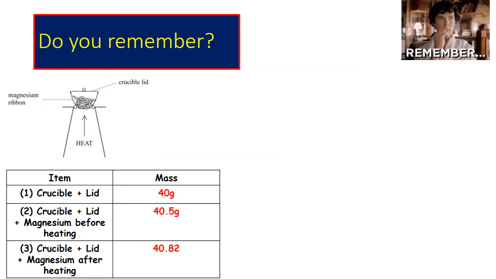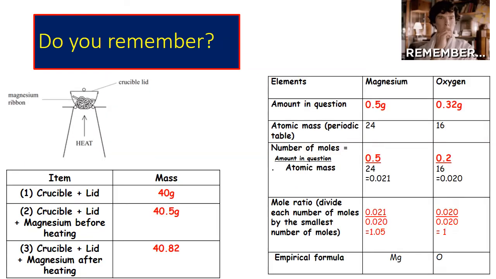Now what we need from the experiment is the mass of the elements involved. So I've taken some data from when we did the experiment in class, and we can see from the data collected that we had 0.5 grams of magnesium, and therefore we must have added 0.32 grams of oxygen. So I can take those numbers and I can divide them by their respective atomic mass numbers. And that tells me the number of moles of magnesium I have and the number of moles of oxygen.